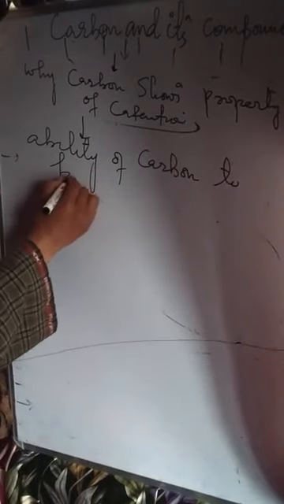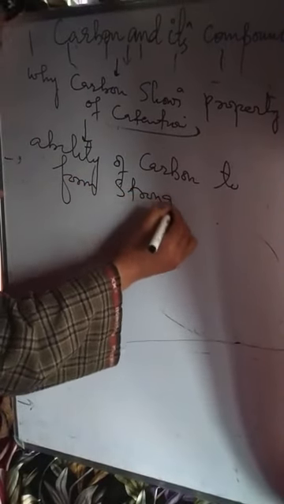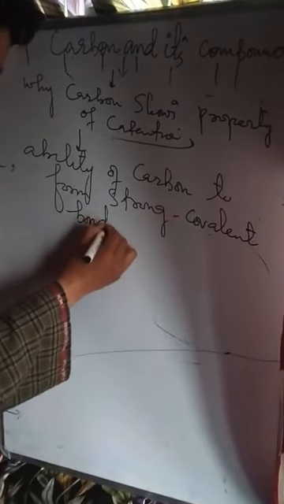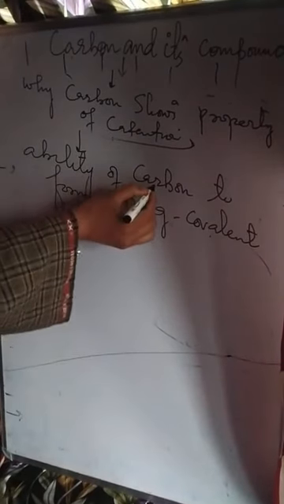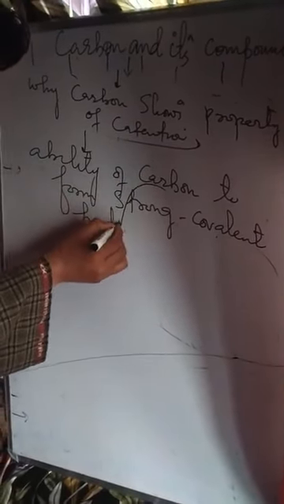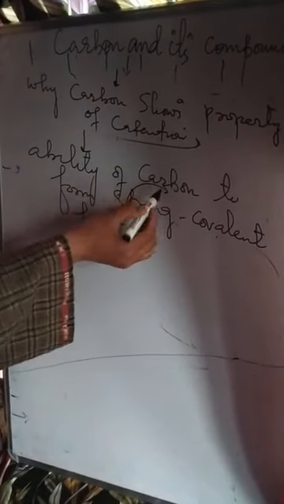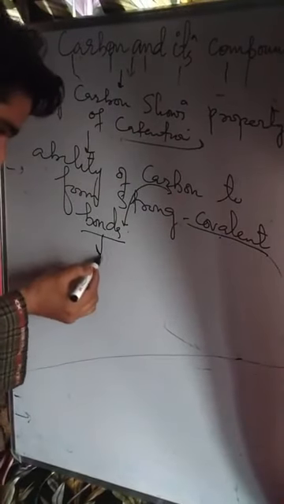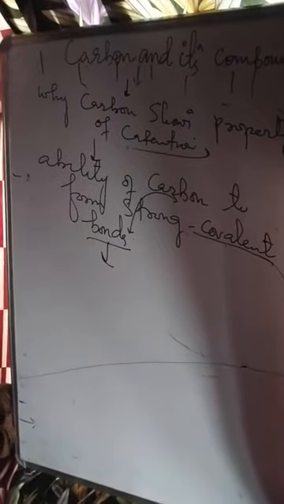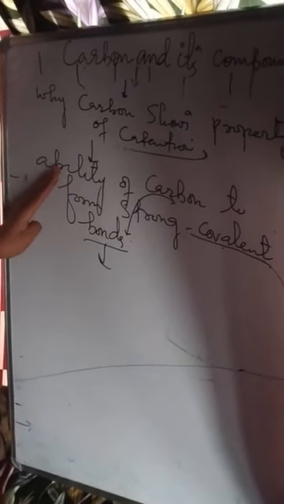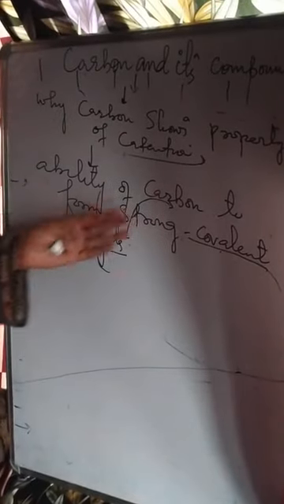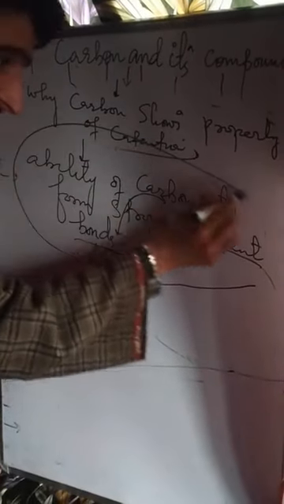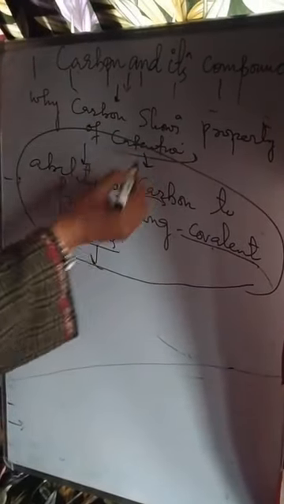to form strong covalent bonds. I told you people in the previous lecture that carbon forms compounds because of the formation of bonds, and those particular bonds are called covalent bonds. Now the question arises, why does carbon show the property of catenation? It is because of the ability of carbon to form strong covalent bonds, and because of this very property, carbon forms millions and trillions of compounds and shows the property of catenation.